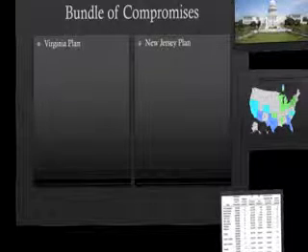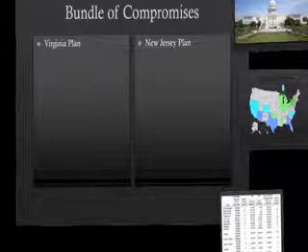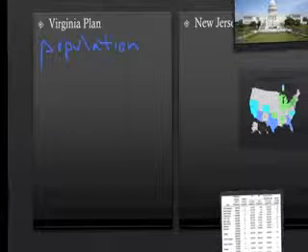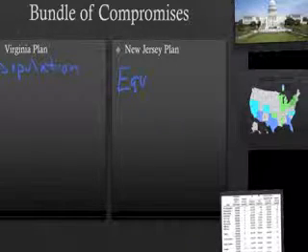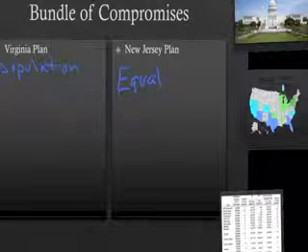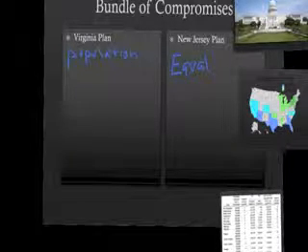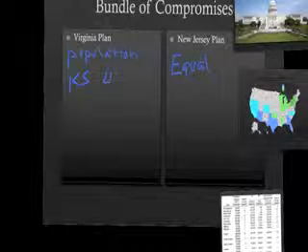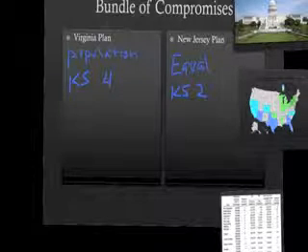Maybe we can try to write this down. So the Virginia plan was based on population, pardon my handwriting, and the New Jersey plan is based on equal representation. And so if we look at a state like Kansas today, because of population, Kansas has 4 in the House of Representatives, but Kansas then gets 2 in the New Jersey plan in the Senate.